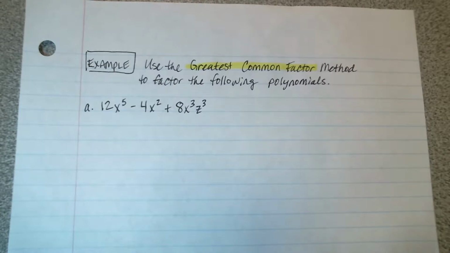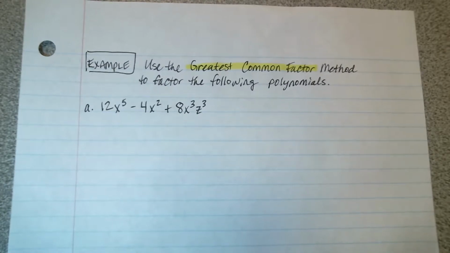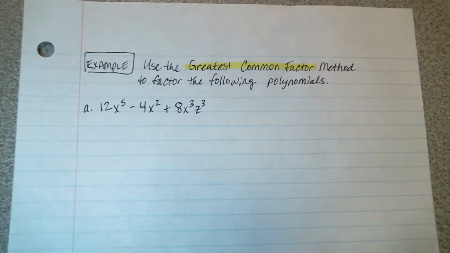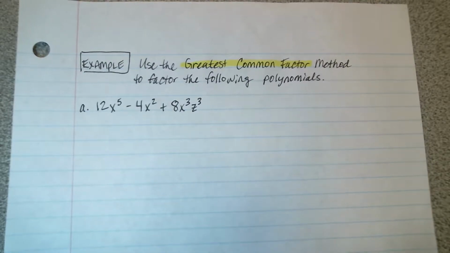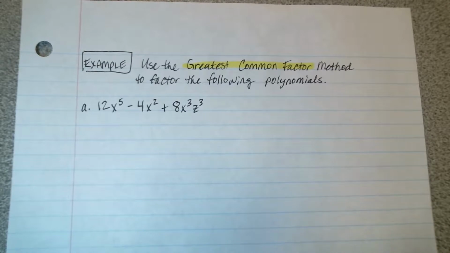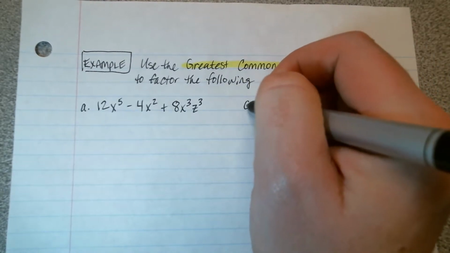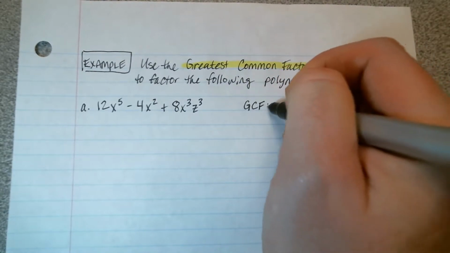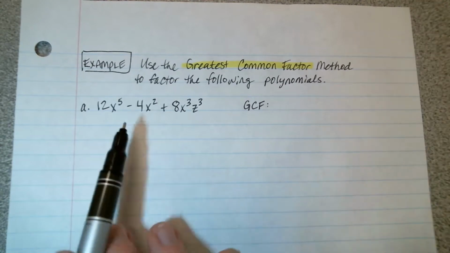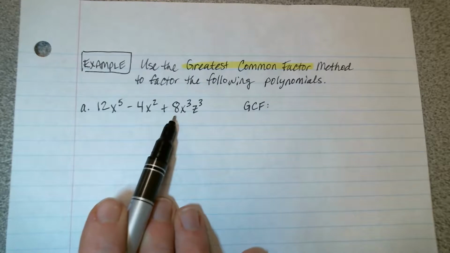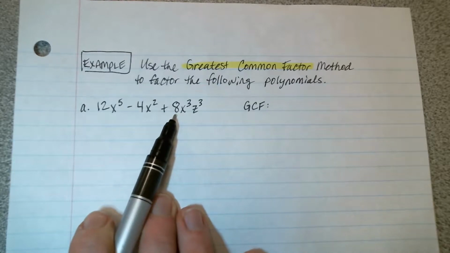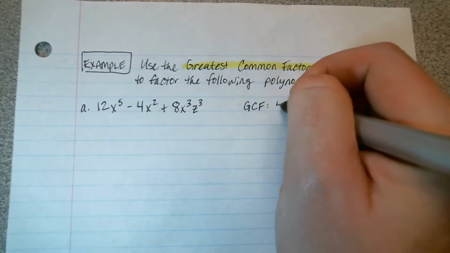So remember that the greatest common factor is the largest quantity that is shared between all the terms in the polynomial. So I see that the greatest common factor for this polynomial has to have a coefficient that divides into 12, 4, and 8, and is the largest number that does so. And that number is going to be 4.